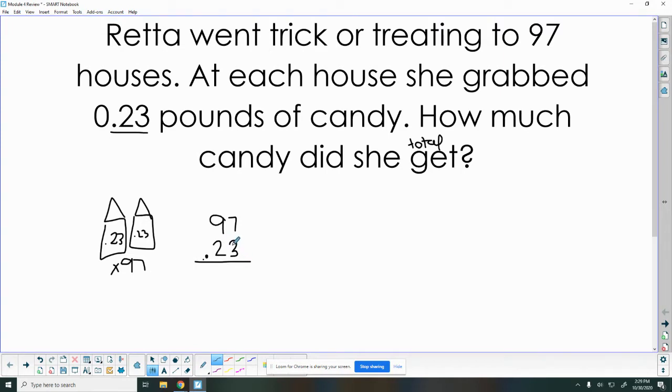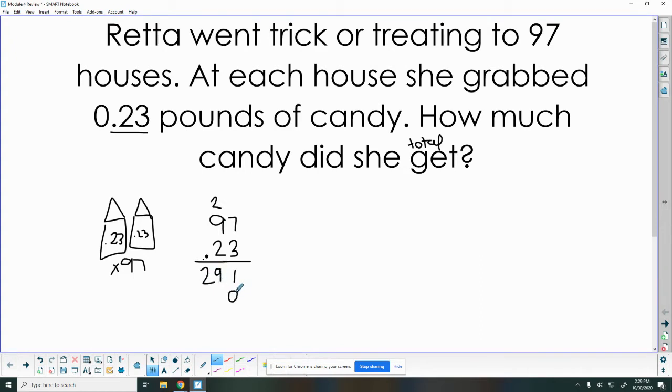So remember, we're thinking about this like 97 times 23. We're ignoring the decimal until the end. So I want you to pause the video and go ahead and try this problem here, and then come back and check your work. So 3 times 7 is 21. 3 times 9 is 27, and 2 more is 29.